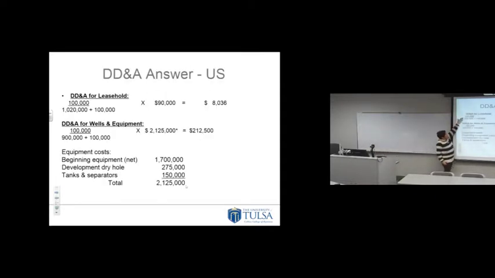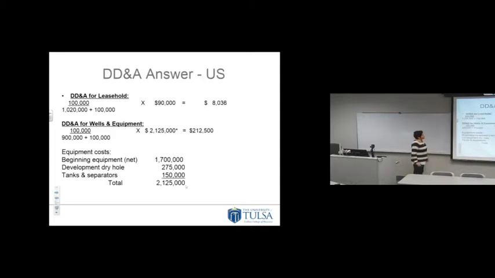Here I put production in the numerator over my proved reserves at the end of the year, because leasehold is associated with all proved reserves in the field. My proved reserves at the end of the period are 1,020,000 plus 100,000 in production to get back to beginning of period. So 100,000 over 1,120,000 times 90,000 is 8,036.